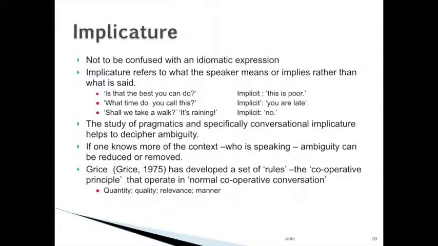Paul Grice in 1975 developed a set of rules, the cooperative principle, that operate in a normal cooperative conversation. These are quantity, which is where you give out information that is necessary, but do not give too much or too little. Quality, say only what you know to be true or what you can support. Relevance, what you say should be relevant to the conversation. And manner, say what you need to say in a way that is appropriate to the message you wish to convey, and which normally should be understood by the receiver.